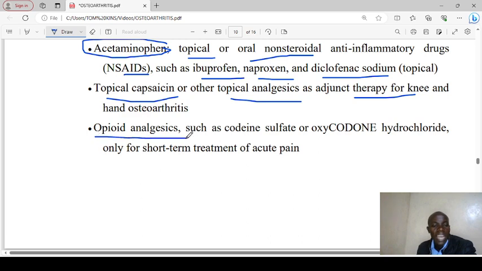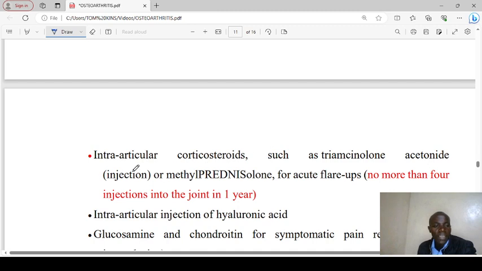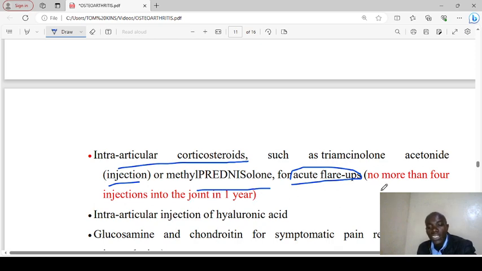Then you have oral analgesics such as codeine sulfate or oxycodone hydrochloride, only for short-term treatment of acute pain. Then we have intra-articular corticosteroids such as triamcinolone acetonide injection or methylprednisolone for acute flares. Remember, this one should not be used more than 4 injections in a joint in a year. The client should not receive more than 4 injections in a joint in a year.